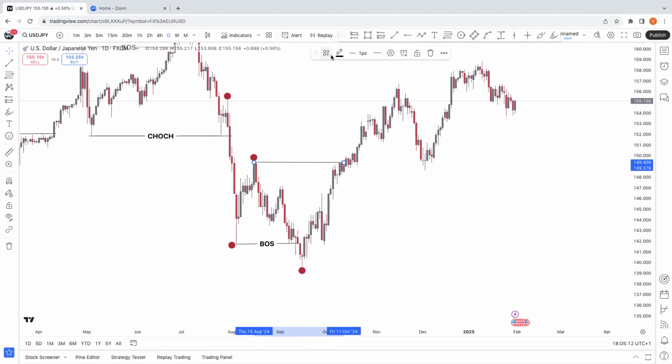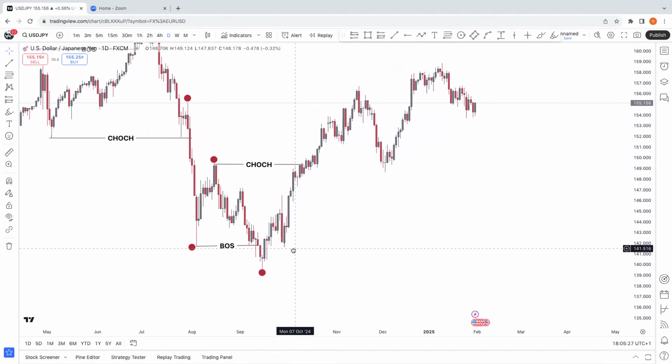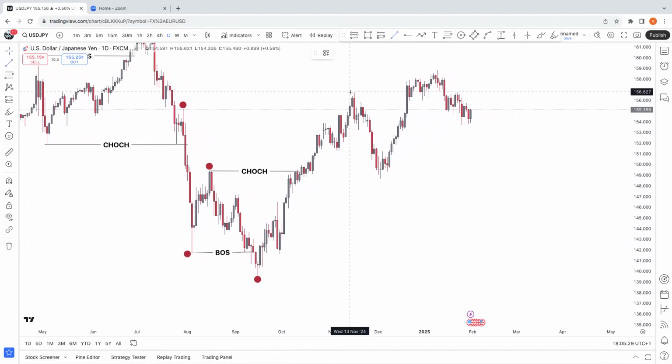So what do we say this zone is? Can you guess? Change of character. If you got it right, clap for yourself. So this is a change of character, right? Why? Because price took out this lower high that created the last lower low, right? So from this zone, price went on to start creating a new break of structure to the upside, right?